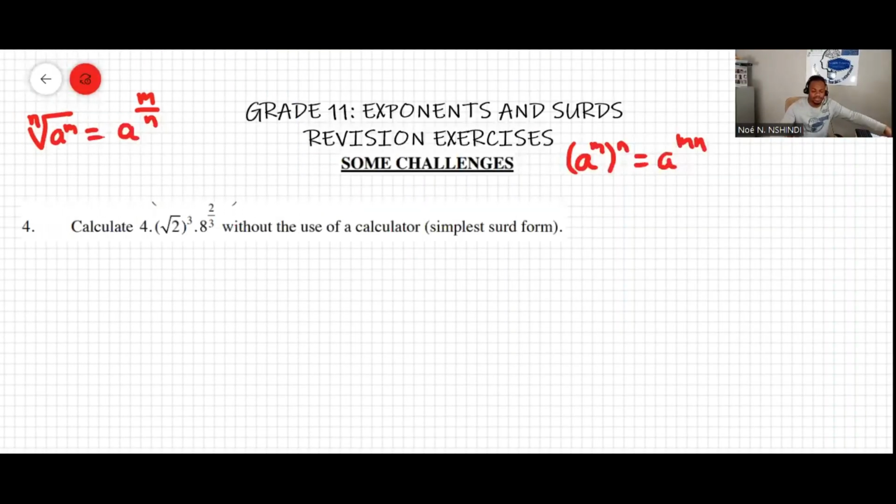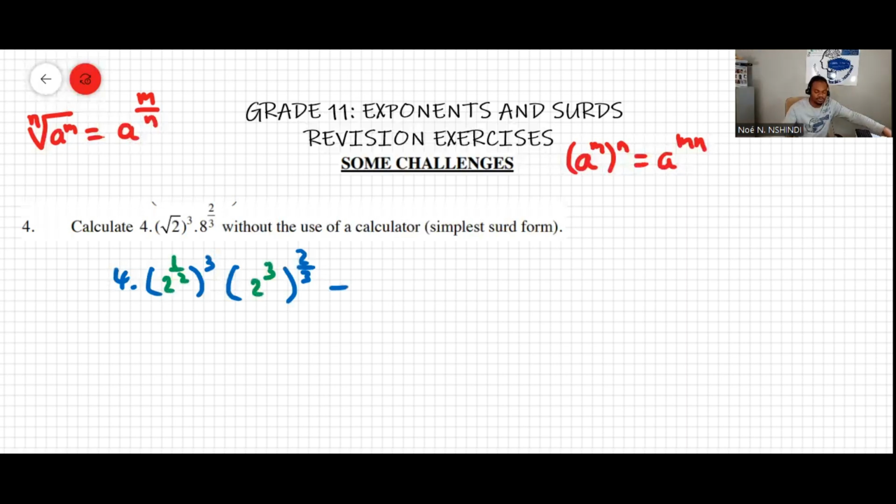Well, we have another question here. The question says to calculate this without the use of a calculator. We can write 4 multiplied by the square root of 2, in exponential form, this raised to the power of 3. And 8 also, we can write in its exponential form. So square root of 2 is like 2 to the power of a half, and 8 is 2 to the power of 3.